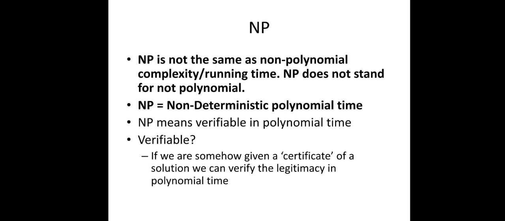P stands for polynomial, that is, deterministic polynomial. NP is non-deterministic polynomial. So students, you might think that if P stands for polynomial, NP stands for non-polynomial. It is not so. NP means verifiable in polynomial time. What is meant by verifiable? If we are somehow given a certificate of a solution, we can verify its legitimacy in polynomial time.